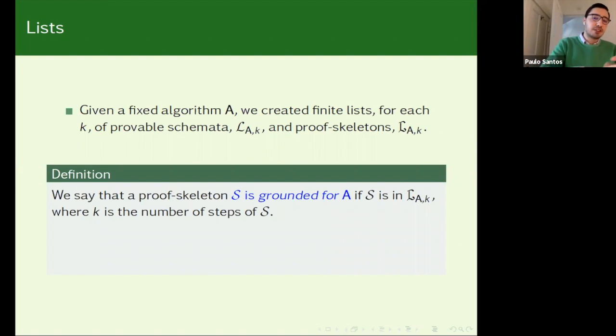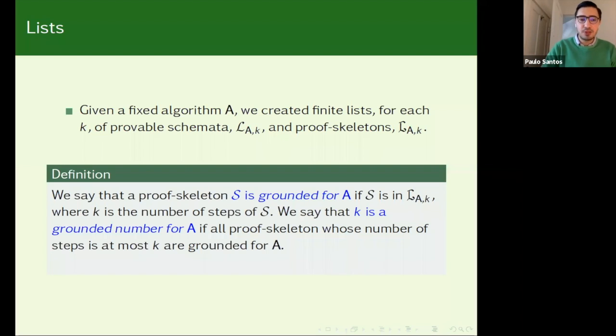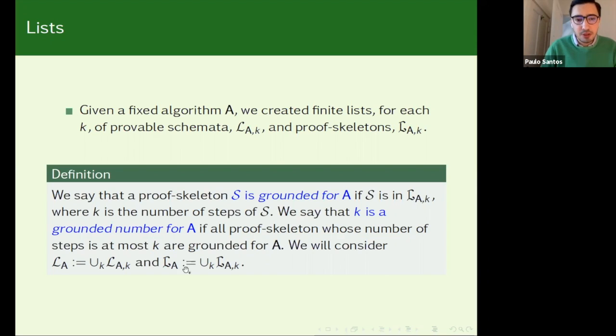We say, this is a concept similar to the one from before, from stability. We say that the proof skeleton S is grounded for the algorithm A, and this notion does depend on the algorithm, if S is in this list, where this k is simply the number of steps of the proof skeleton. Moreover, we say that k is a grounded number for the algorithm if all proof skeletons whose number of steps is at most k are grounded for the algorithm. We are going to consider the union of the lists simply by omitting the k.